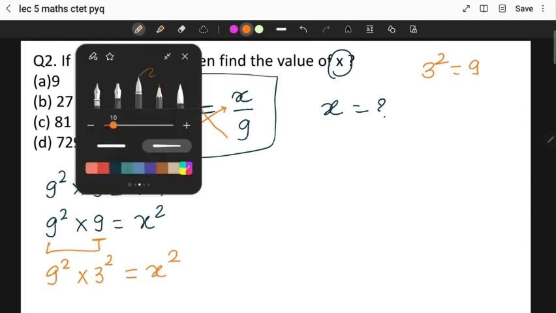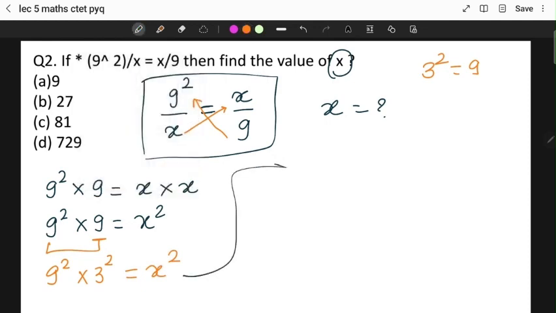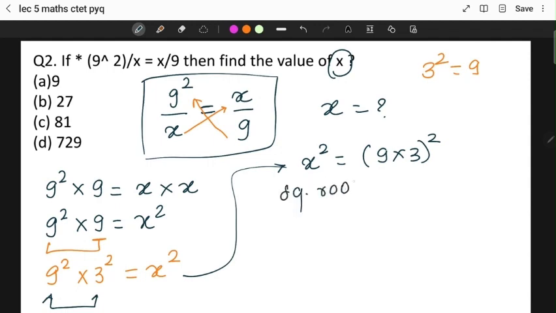Okay, so what I will do further here is, look at each step carefully. x square is equal to 9 into 3 whole square. Simply I have taken the common square. 9 into 3 the whole square is nothing but 9 square into 3 square only. So I'll now take the square root on both sides, on LHS and RHS, left hand side and right hand side.